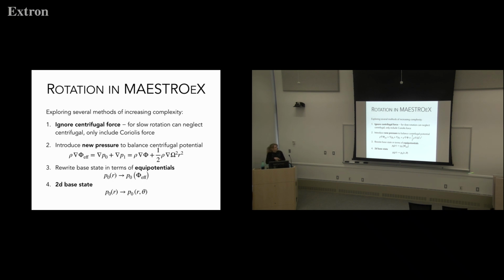But yes, and then the last step, which we really don't want to have to do because it will mean completely rewriting our code, would be rewriting our base state as a 2-dimensional base state. So it's not only a function of the radius of the star, it's also a function of the longitude of the star. No, latitude. I always go the wrong way around. This really will explicitly capture the oblateness of the star. But I haven't started looking at this because I'm scared. So we really don't want to have to do this.